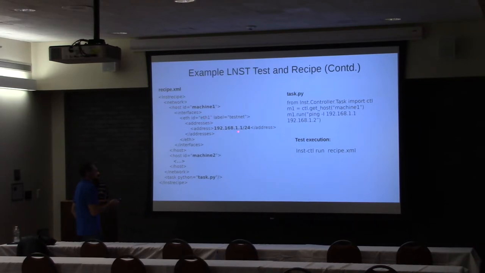It has one NIC, and this is the IP that I'll be using. In the same XML, there is machine two, and these three dots here are just a copy-paste of the same, just for the sake of space. LNST will read this XML and find there is this task. It will go into the same directory and look for it. Right here, this is as simple as it can get. It imports modules and libraries, assigns a variable, and it will run this command: ping from this IP to this IP.